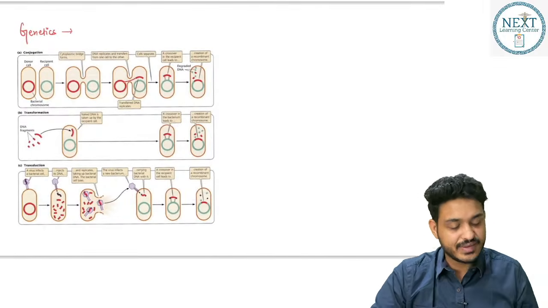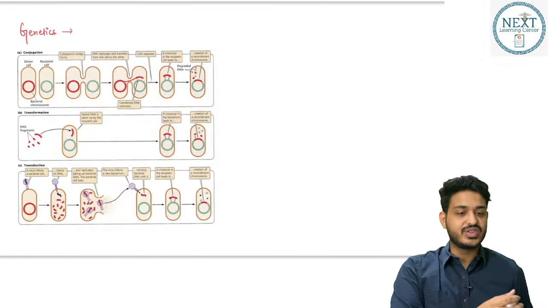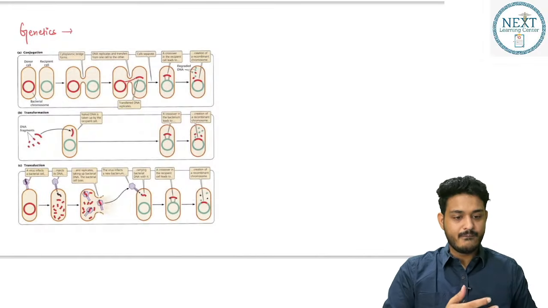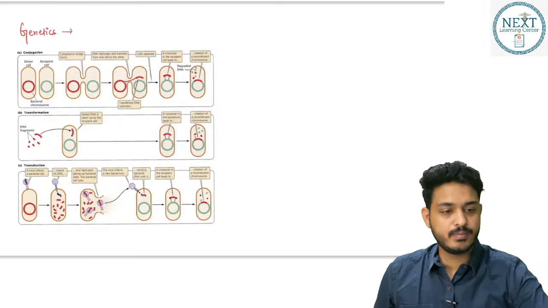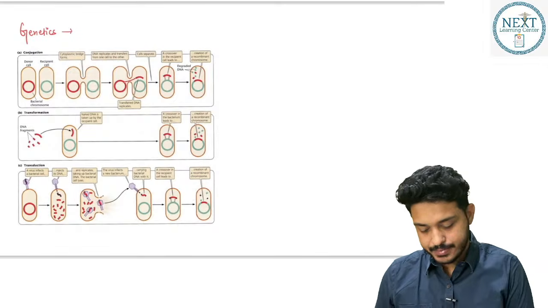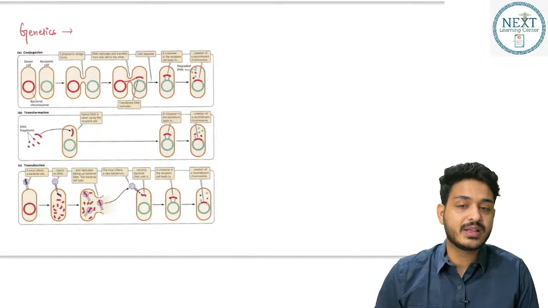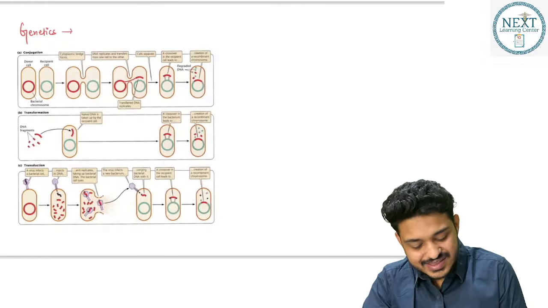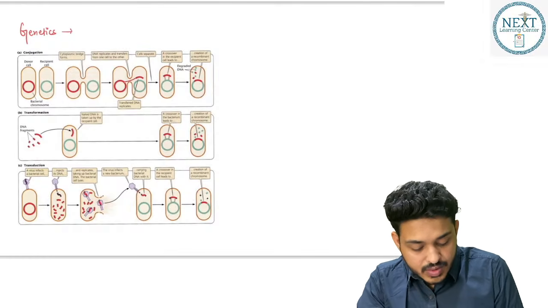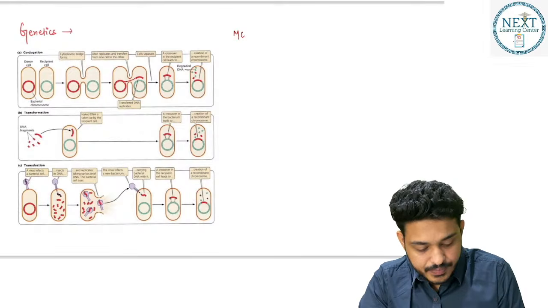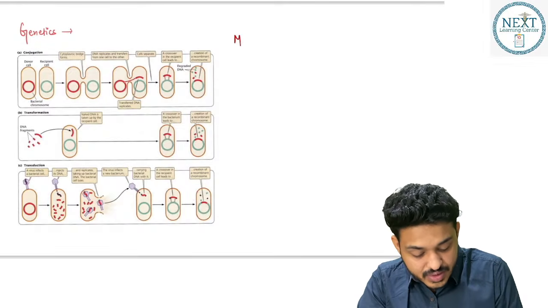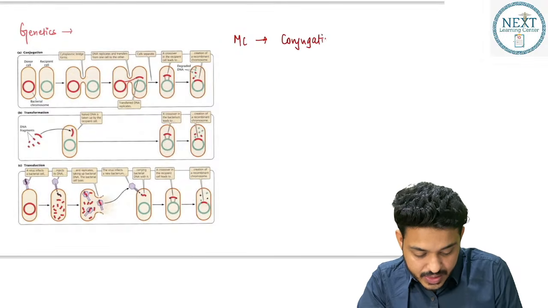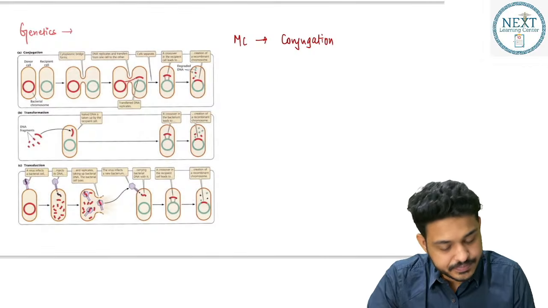The next thing we are having is about genetics. What is the genetics of a bacteria? So what is the most common method of genetic transfer or resistance transfer? If they ask you, the most common method is going to be conjugation.